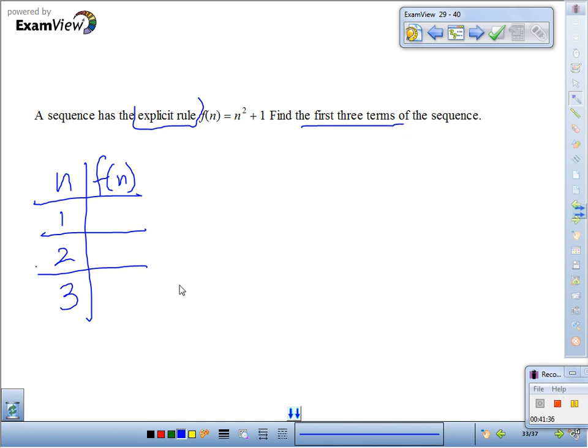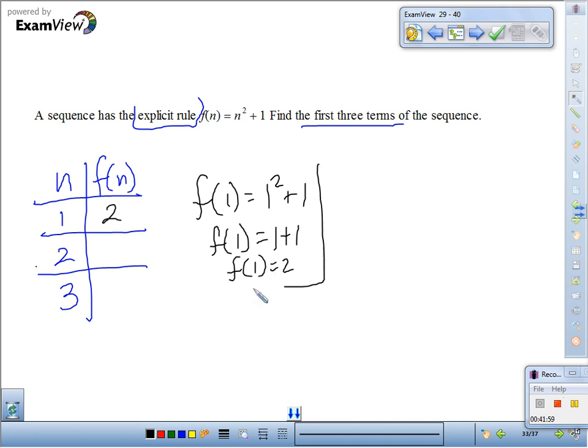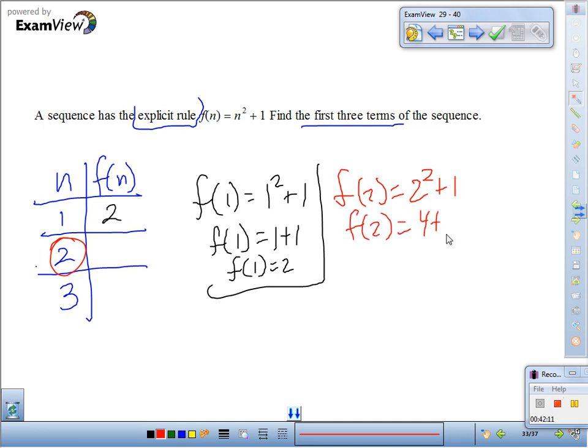You guys remember these? These are very straightforward. So we're going to write f of 1 equals, instead of n, what do I write? 1 squared plus 1. What is 1 squared? 1. 1 plus 1 is 2. So f of 1 is 2. All right. Go to the next one. What is the next value? 2. F of 2 equals 2 squared plus 1. What is 2 squared? 4 plus 1. What is 4 plus 1? 5.